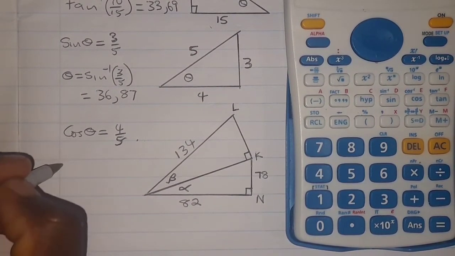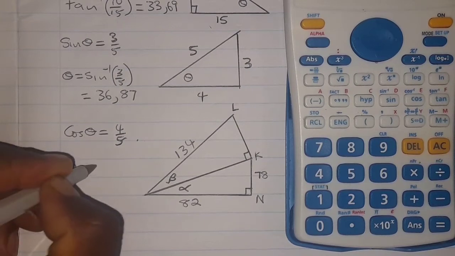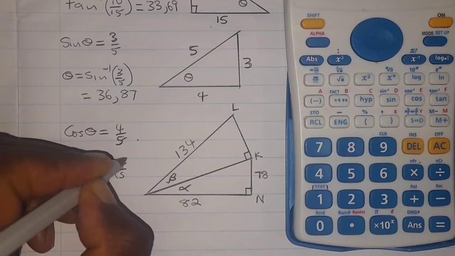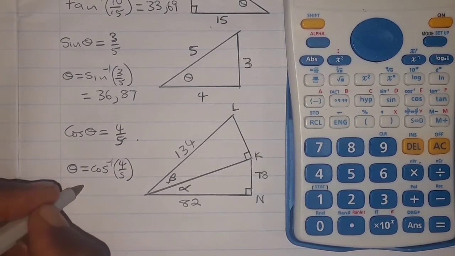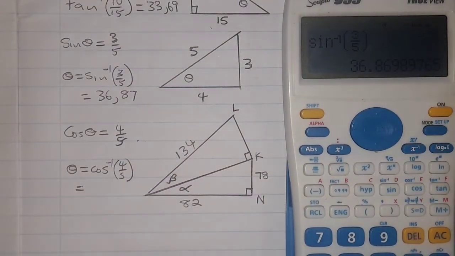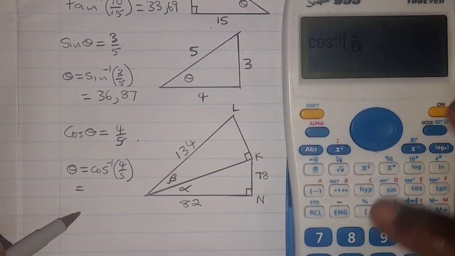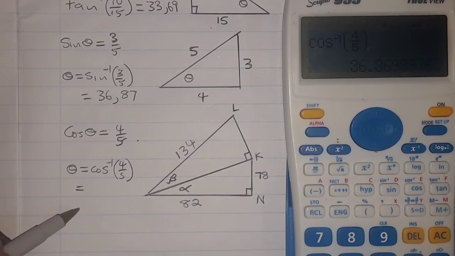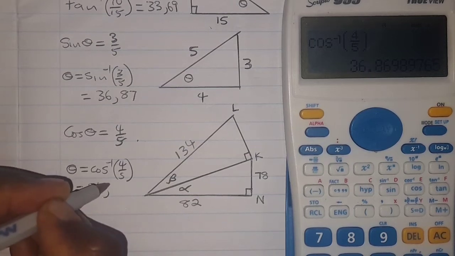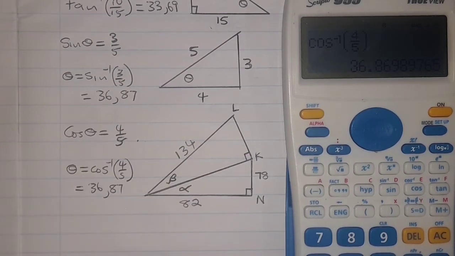So our theta here will be equal to the second function of cos 4/5, and this is going to be equal to, on your calculator, second function or shift cos 4/5. That's equal to the same answer, 36.87 units to the nearest 2 decimal places.